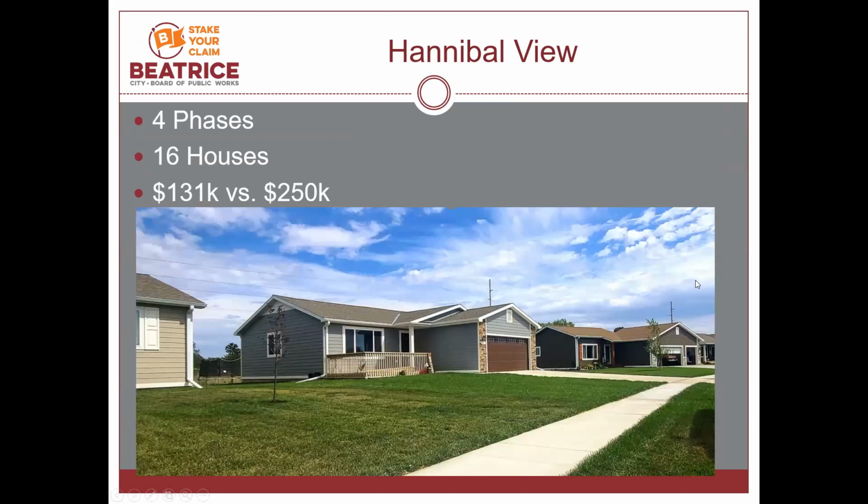Since then, we've done it in 4 phases. We've got 16 houses out there. Some of them are done and complete, as you see, ready to move in, and some are in stages where the basements are being dug and foundations put up. When we first started this, we based our TIF on these houses selling for about $131,000. They're now selling for $250,000. So the TIF is going to pay off a lot earlier than anticipated.